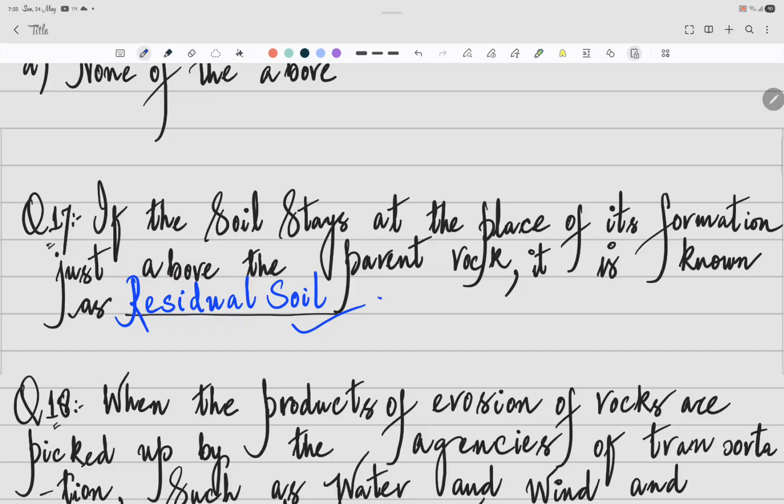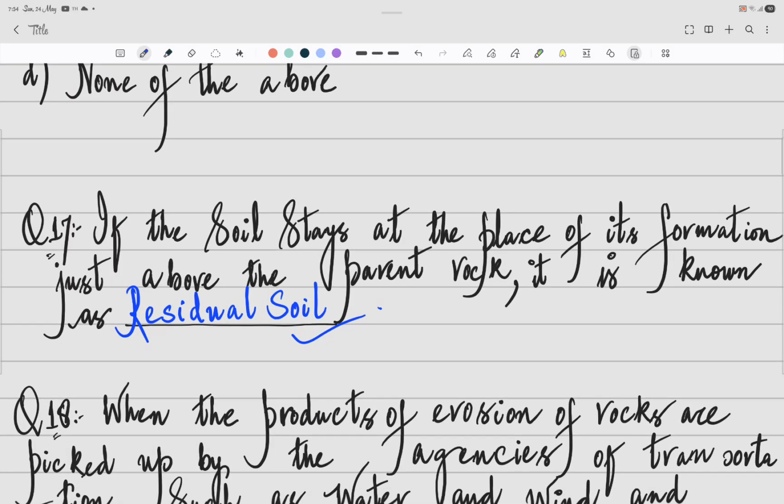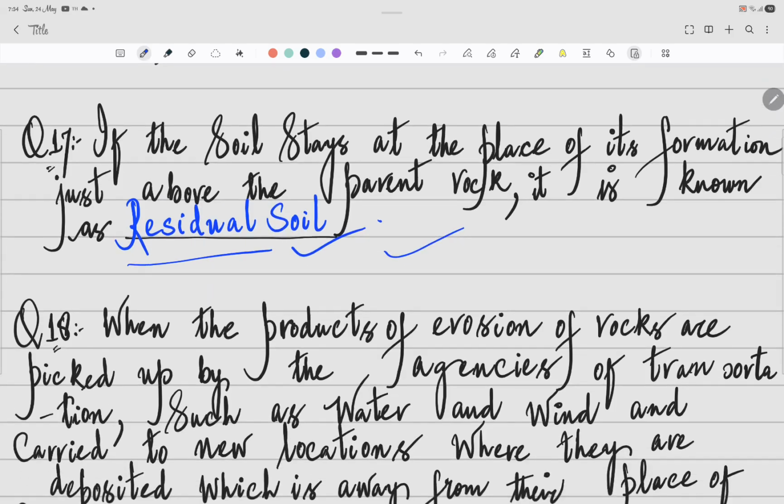If the soil stays at the place of its formation just above the parent rock, it is known as residual soil. We know that soils are formed by weathering of rocks due to mechanical disintegration or chemical decomposition or physical disintegration of rocks. If this disintegrated material stays near its parent rock and does not move with some agencies of transportation to some other place and stays there only, then this soil is known as the residual soil.